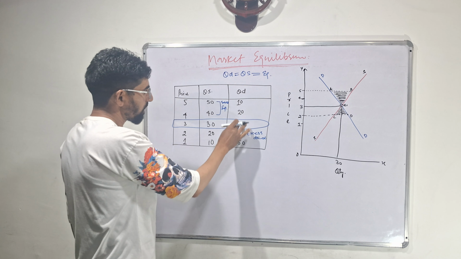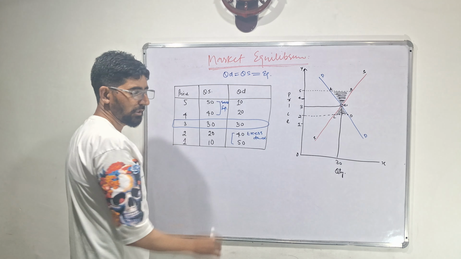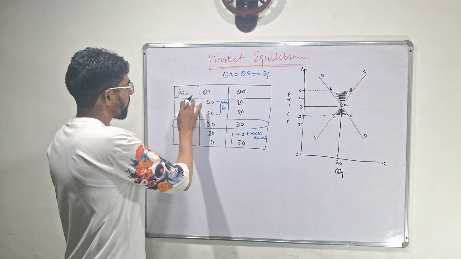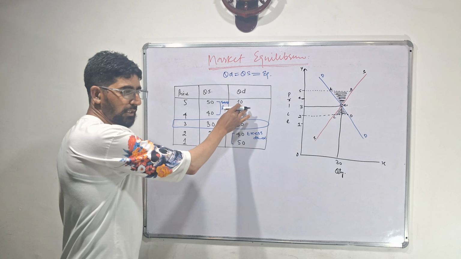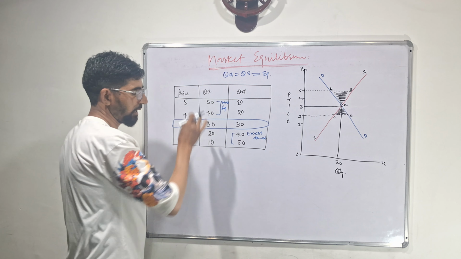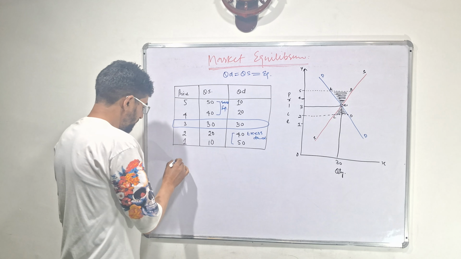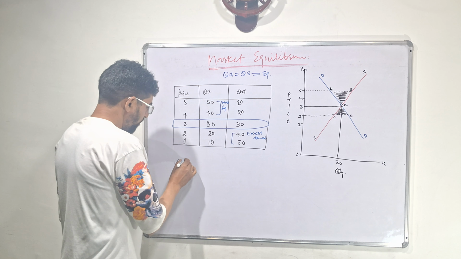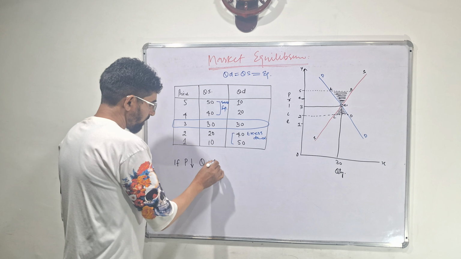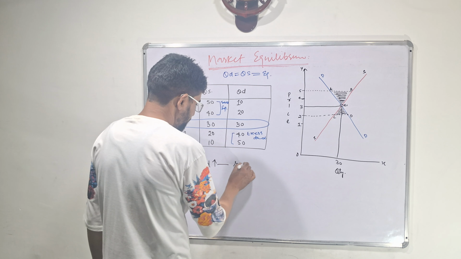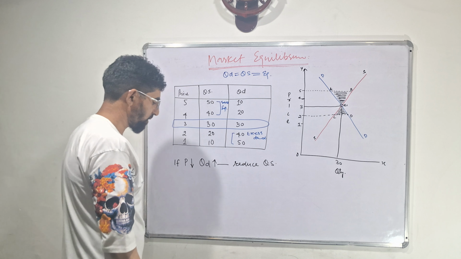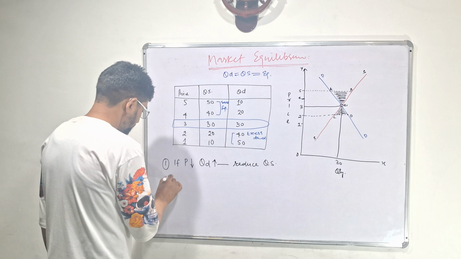When we increase quantity demand, continuously, we will arrive at 30. We will reach the equilibrium point. As we know, price and quantity demand have a negative relationship. Price will fall, quantity demand will increase. I will write, if price falls, quantity demanded increases, this will lead to reduced quantity supply. First one.